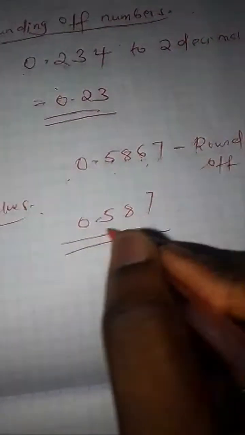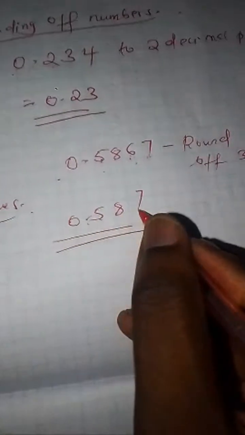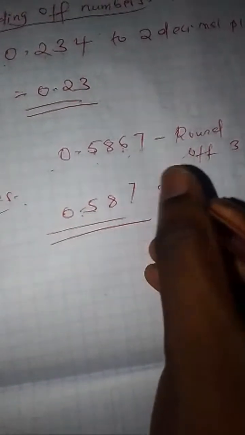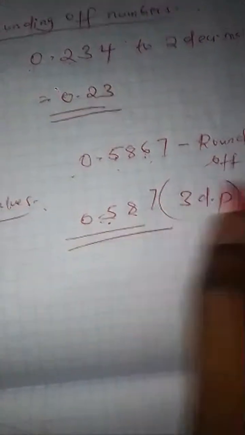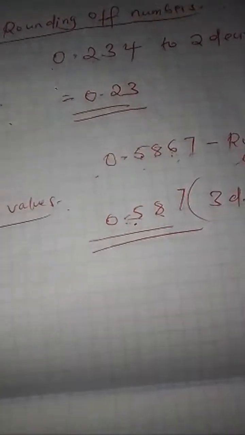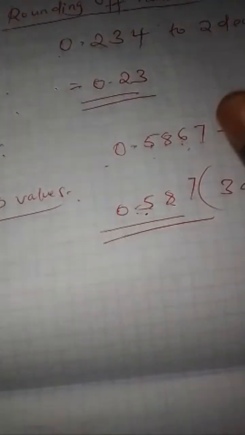So this one, the answer is 0.587 to 3 decimal places. Just put in brackets "3 decimal places" like that. So that is 1, 2, 3, into the 1, 2, 3. Yes, that one. So that is how we work out the decimal. Decimals are usually very easy and challenging.